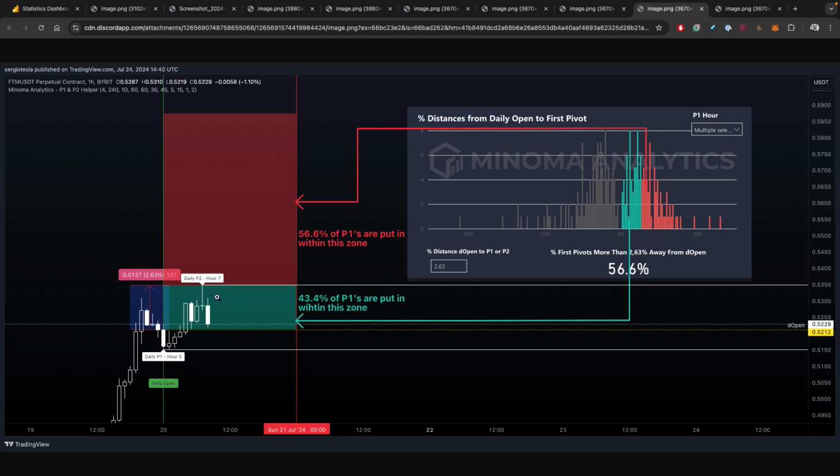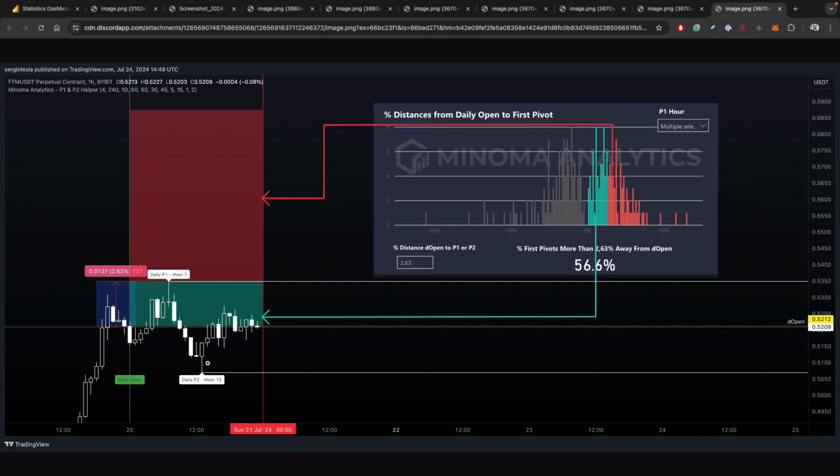But anyway, we can now conclude that we cannot confidently say that P1 is safe, because it's not uncommon at all for P1 to be put in at the current distance of daily open to P2. So if this would become P1, then it's a very high probability area to do so. And we can see that actually that is what happened. So we took out P1, we had that P1, P2 flip.